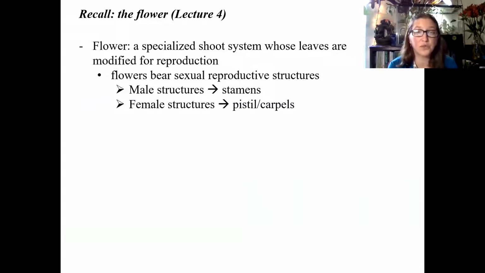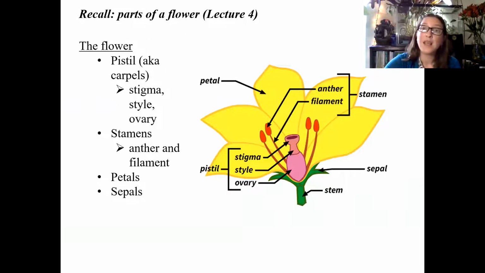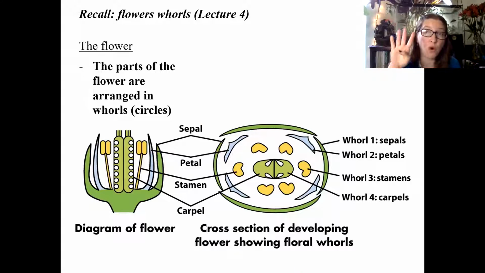So we already learned in lecture 4 that a flower is a specialized shoot system whose leaves are used for reproduction. Flowers have the sexual reproductive structures: the male structures are called stamens, and the female structures are called pistil or carpels. Either one is fine. We saw this in lecture 4 as well, which showed us what the parts of the pistil/carpels and the parts of the stamens were, but also showed us the petals and the sepals, which comprise the 4 whorls of a flower. So this is all review from lecture 4.